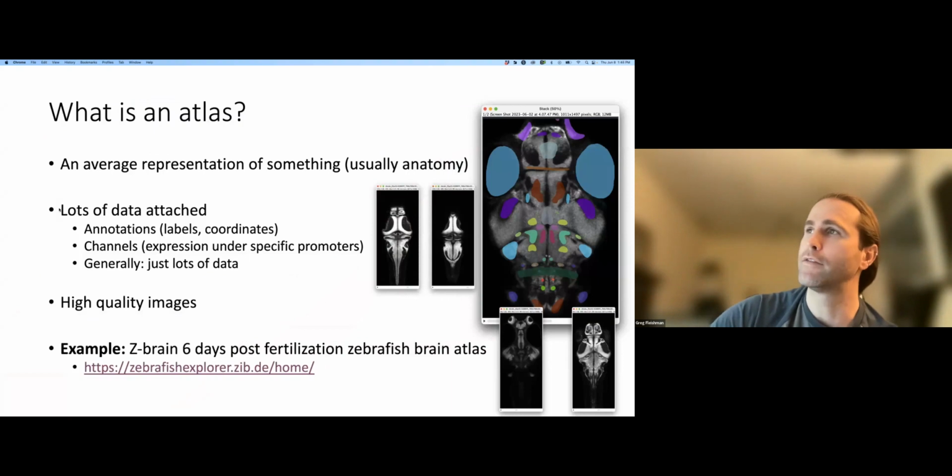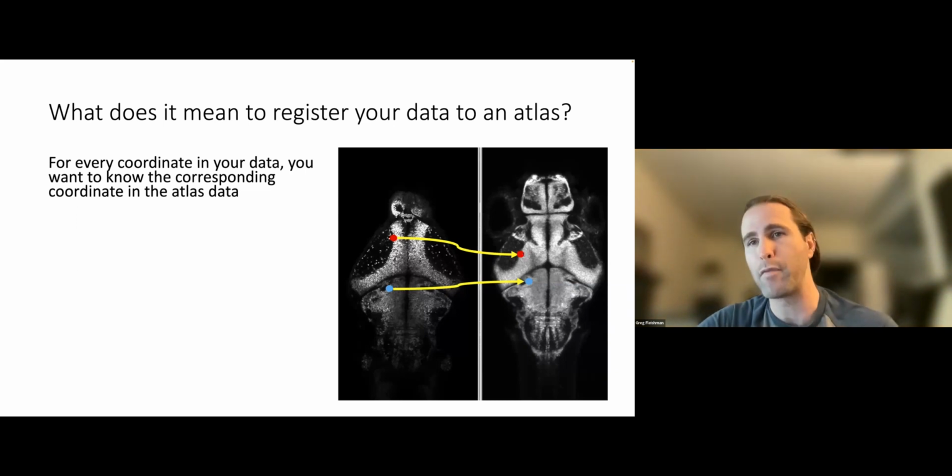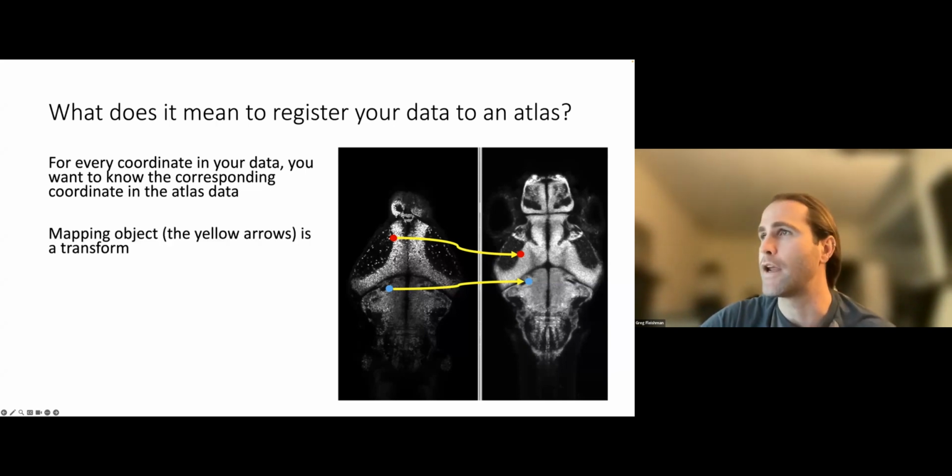Okay, so that's what an atlas is. What does it mean to register your data to an atlas? It means that for every coordinate in your data, for every I, J, K pixel location, you want to know the corresponding coordinate in the atlas data. So you pick a random location in your data, you want to know what the corresponding point is in the atlas data so that you have a complete mapping of every location in your sample to every location in the atlas data.